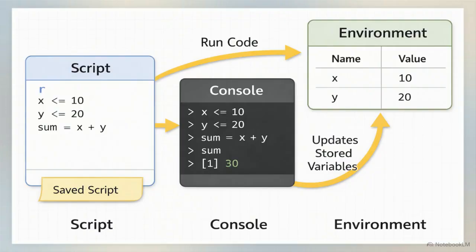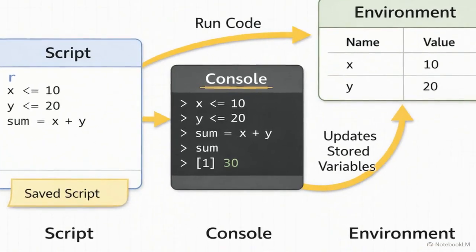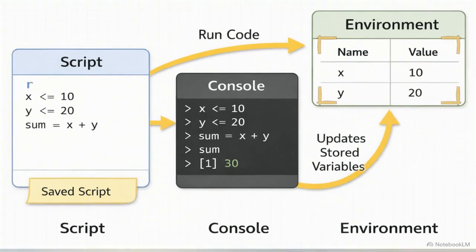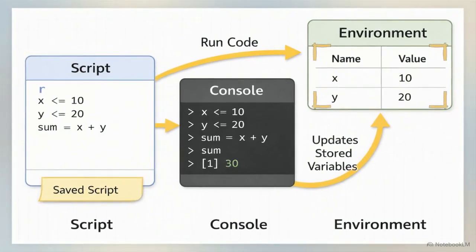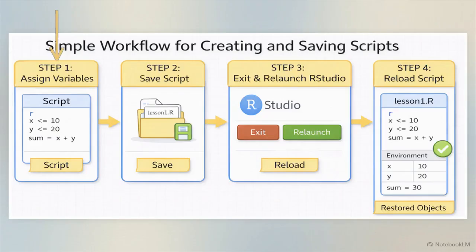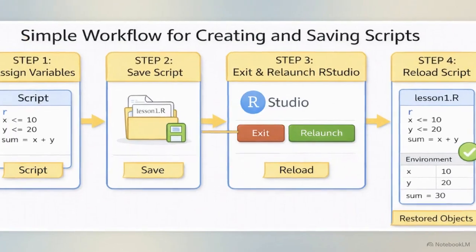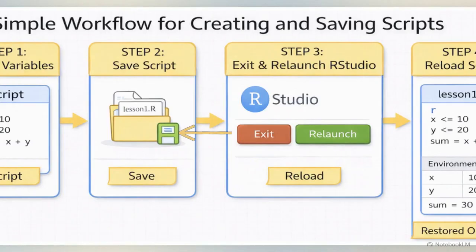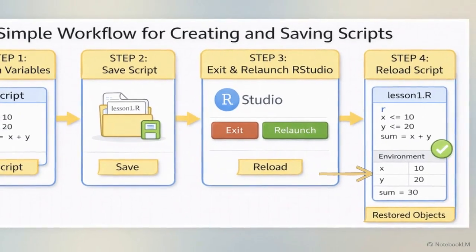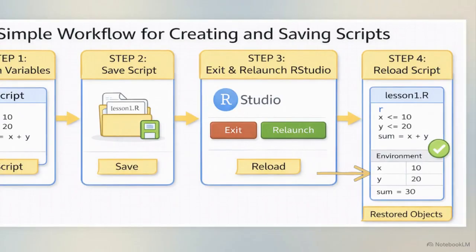This diagram shows how these panels work together. You write your permanent instructions in the script, you run that code through the console, and as the code runs, it creates and updates the ingredients stored over in your environment. This workflow shows why professional analysts always work from a script. By saving your steps in a file, you can completely clear out your environment, restart the software, and perfectly recreate your results with a single click.